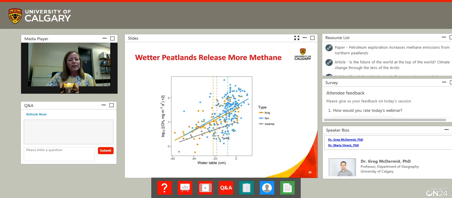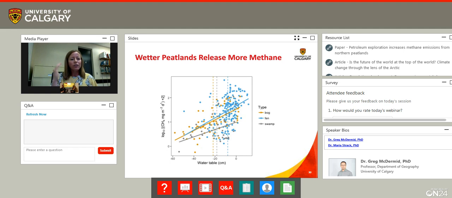So we know already, this is fairly well established in the literature, that wetter peatlands release more methane, basically because of all the things we've already spoken about. So what we did was we went into the literature for anyone that had measured methane emissions previously in Western Canadian peatlands, and we pulled that data together and we related the methane that was being released from those sites to the water table position, or basically how wet they are.